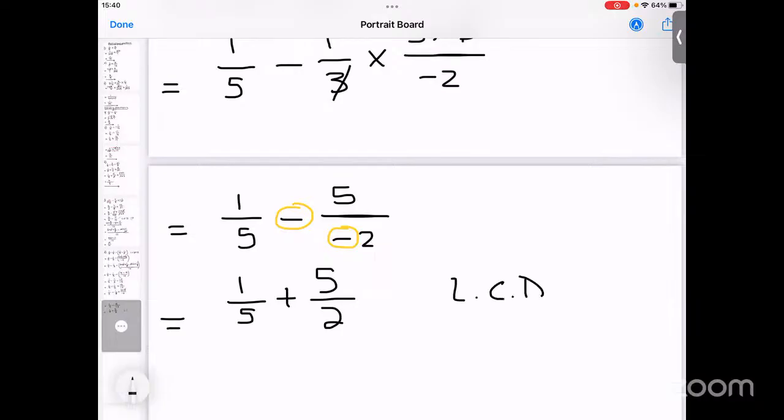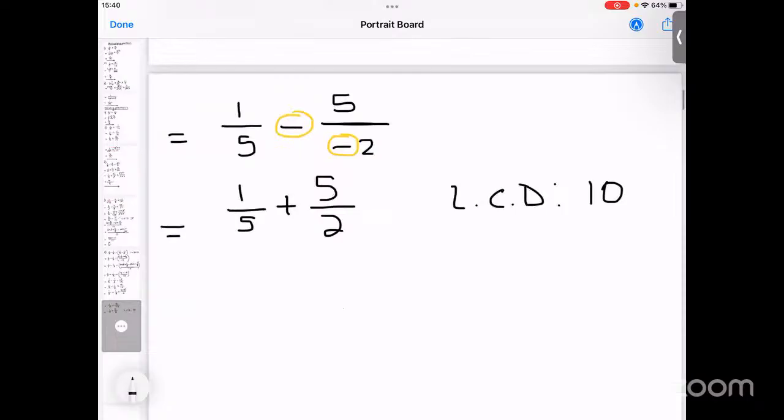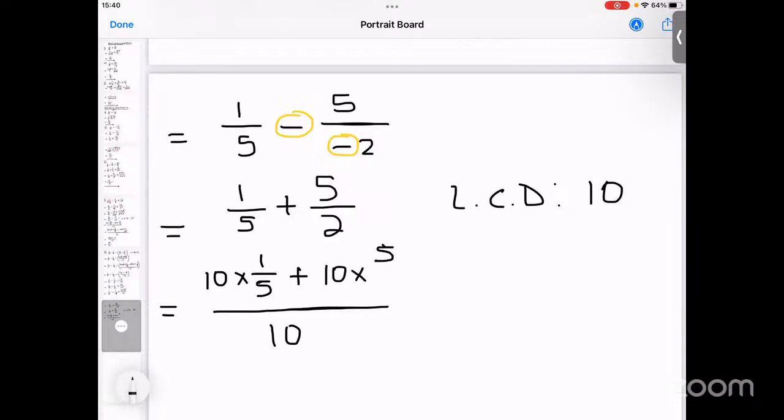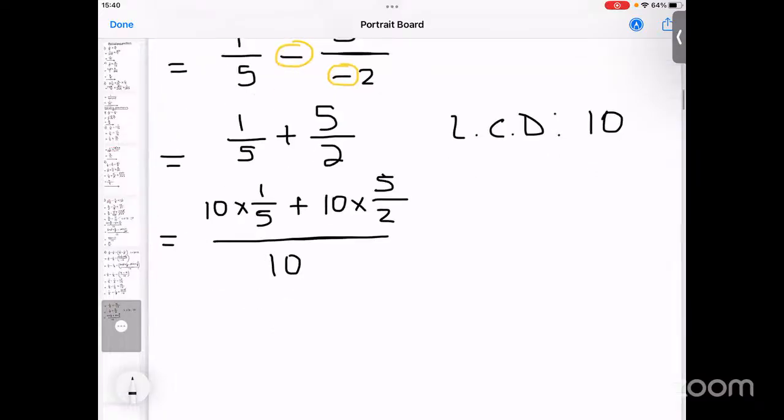So LCD here will therefore be 10. Trust me when I say LCD is 10. I think that one is clear. So can you see, we'll say 10, then that 10 will therefore multiply that fraction that you'll have to add it with. You are having that, then 5 over 2 over there.